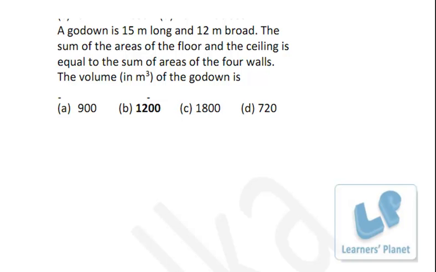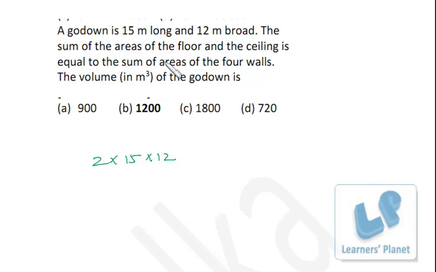Okay, the godown is 15 meter long and 12 meter broad. The sum of areas of the floor and the ceiling is equal to the sum of areas of the four walls. What is the volume of the godown? So for that we need to find out the height. Okay, now for that see, length and breadth is already given. Now floor area and ceiling area, definitely it will be same. So that will be 15 into 12. So that is 2 into 15 into 12. That is the total area of ceiling and floor.